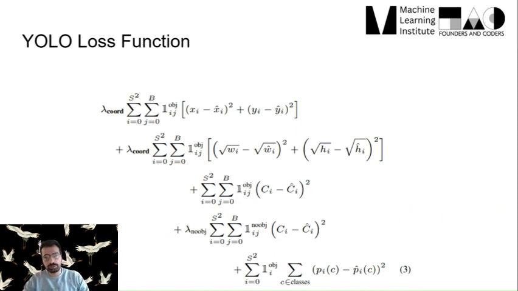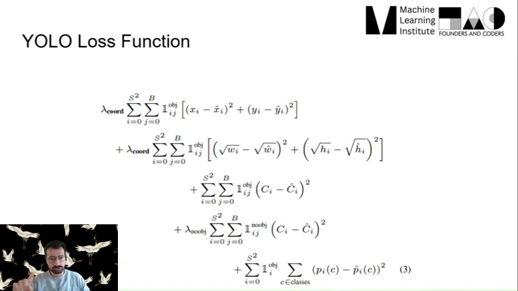The loss function is quite complex, as you can see. There are multiple elements to it. The first element that you can see here on top, these are the coordinates of the bounding box. So obviously you want to minimize that as much as possible so that the predicted center of the box coincides with the ground truth center of the box.